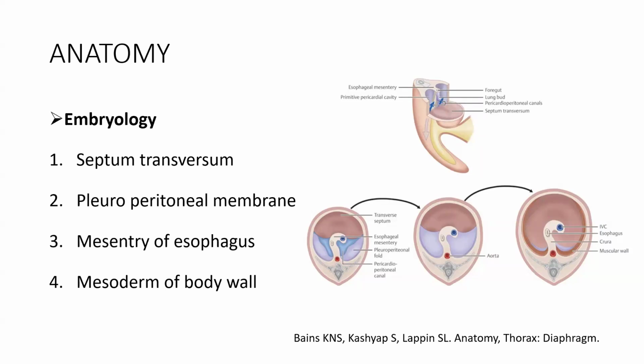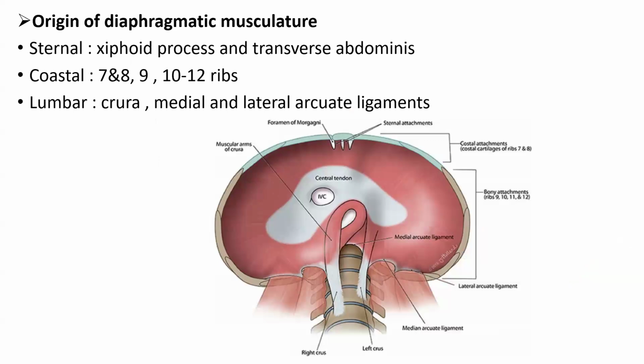The diaphragm develops from four major embryological components: the transverse septum, which forms the central tendon; the pleuroperitoneal membranes, which close the pleuroperitoneal canals; the mesentery of the esophagus, forming the crura; and the body wall mesoderm, contributing the peripheral parts. The diaphragm mainly comprises a central tendinous part from which muscle fibers radiate in all directions towards their peripheral attachments.